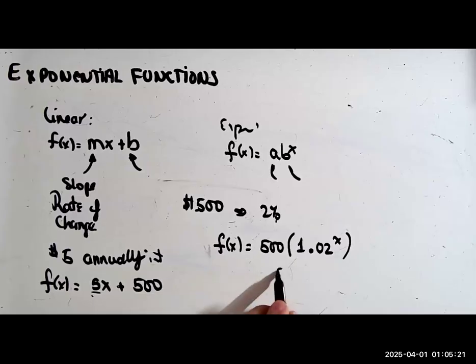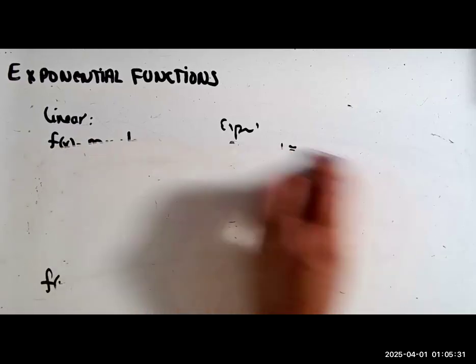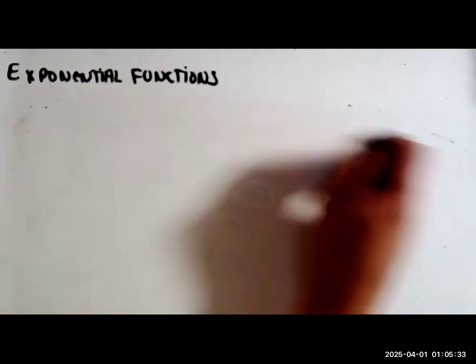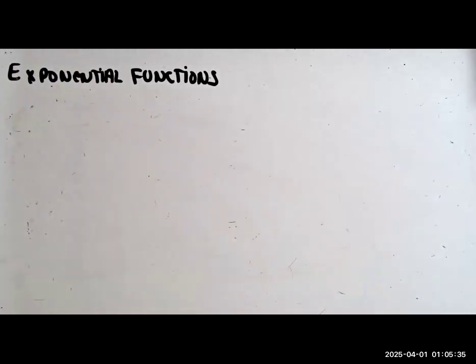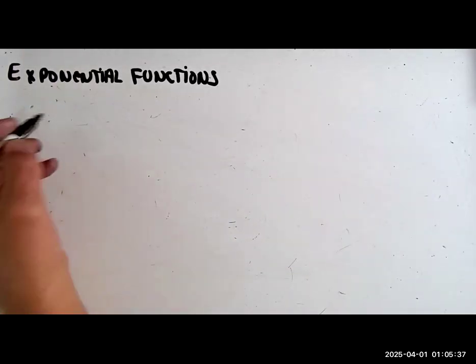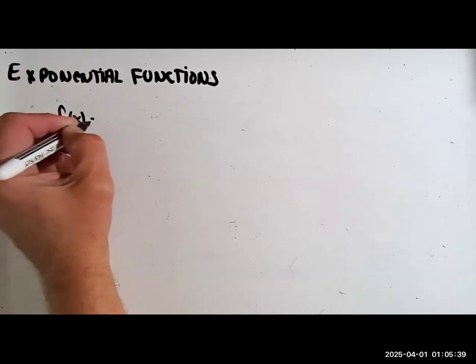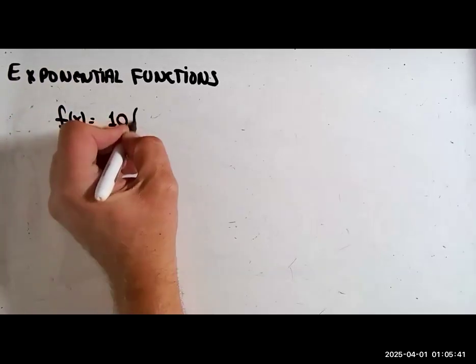This one grows on a percentage base. This one grows on a nominal base. So anyway, that's the difference between one or the other. Let's talk about exponential functions in more detail. Let's say I have the following model.